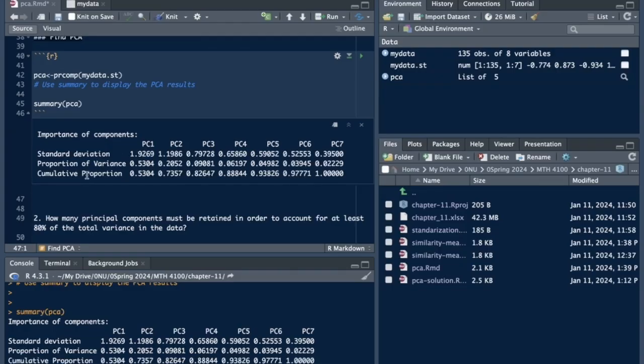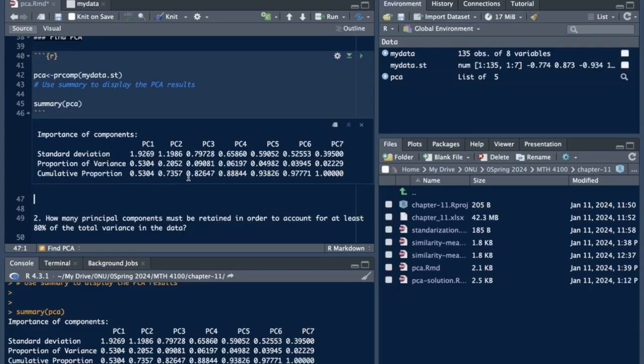of variance. So the first principal component captures about 53% of the total variance of the data. The second one captures 20% of the total variance of the data. The third captures only 9% of the total variance of the data.